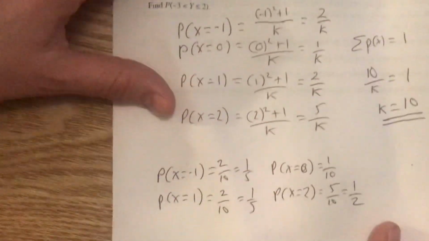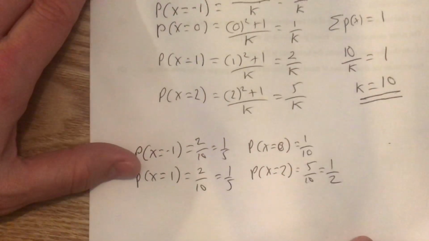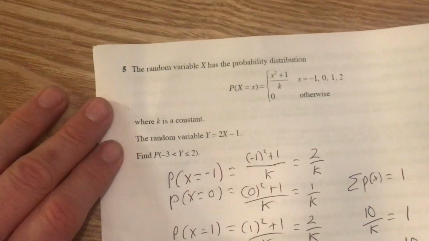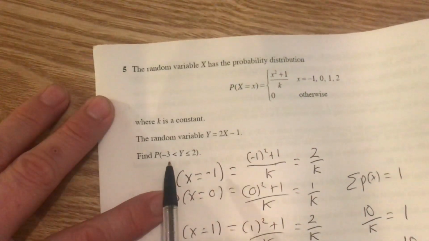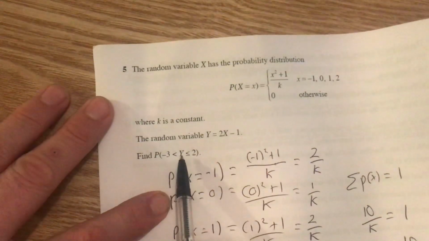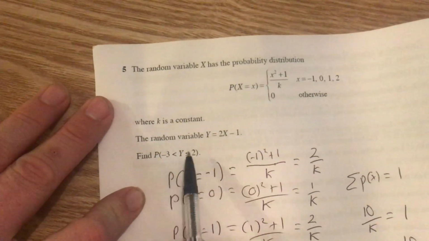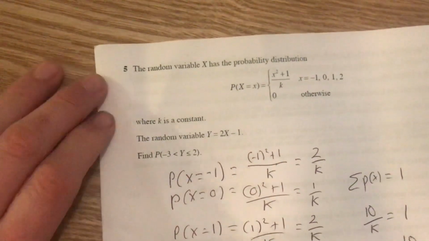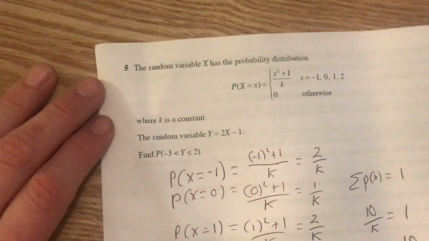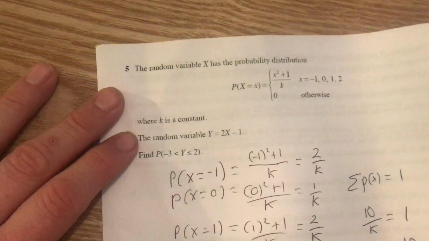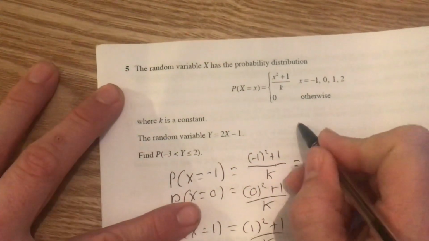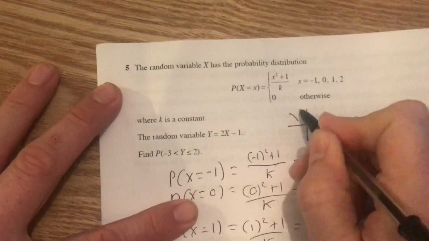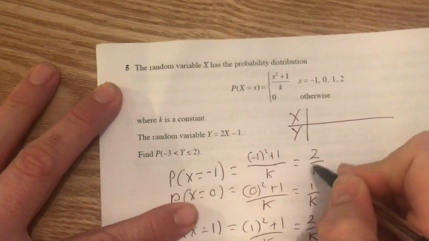That still doesn't really answer the final question. The final question was, find the probability that y is greater than -3 but less than or equal to 2. Well, what we need to do is really find what those values are in terms of x. So I'm going to do a little table here to help out. I think this is the easiest way. We're going to use a little bit of coding here.